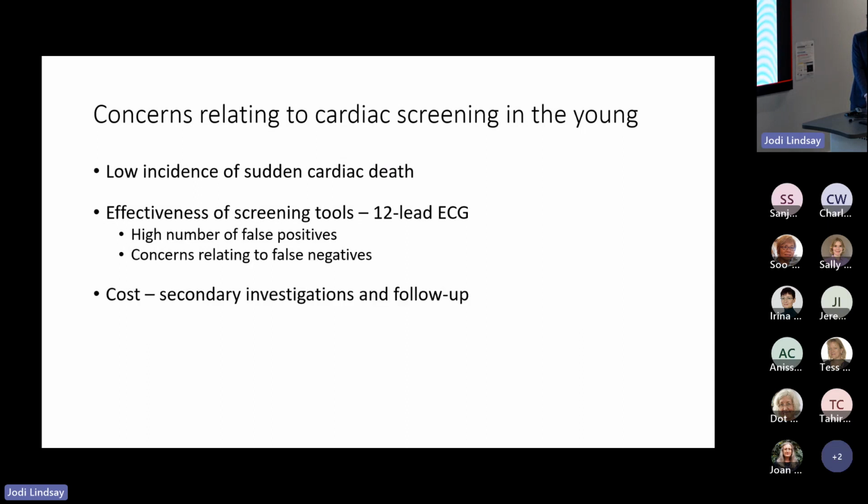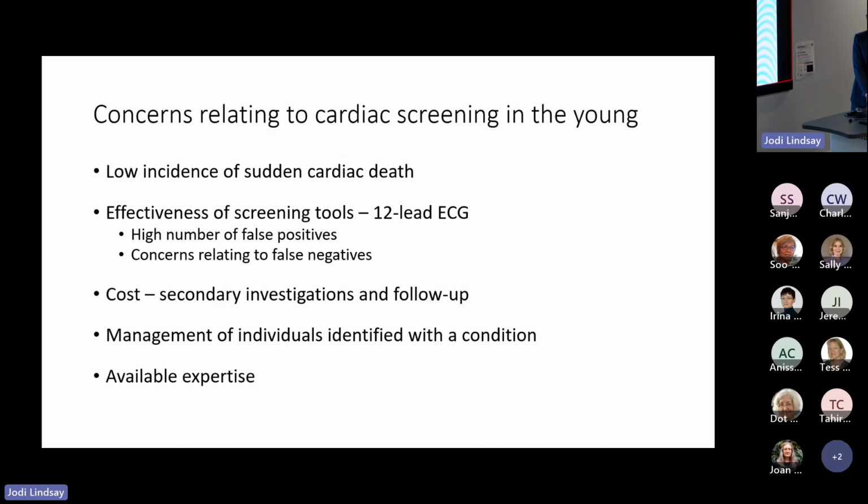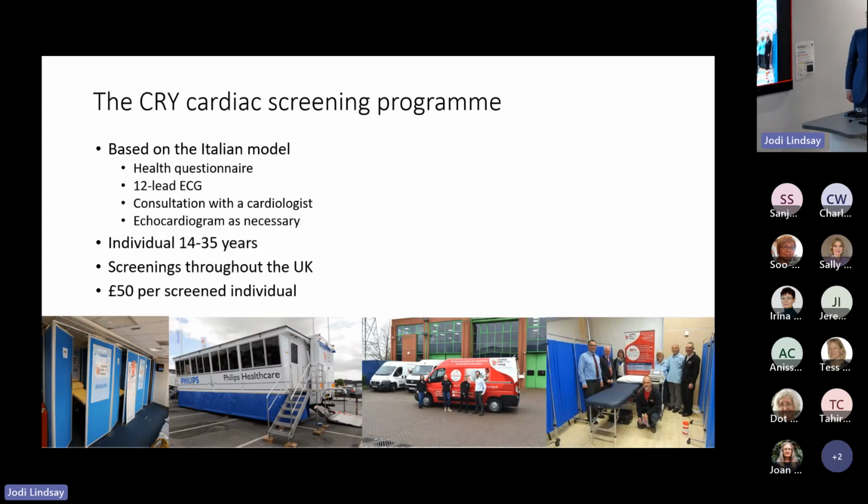There are issues relating to the availability of expertise as well as costs, particularly in terms of driving people to secondary evaluation. And the question was asked, if the scan comes back as negative, then how do you follow that up? Management of individuals identified with a condition, because it's not one, it's multiple conditions, and as I said, the available expertise. So the way we do it here with Cardiac Risk in the Young is that we go everywhere, basically.